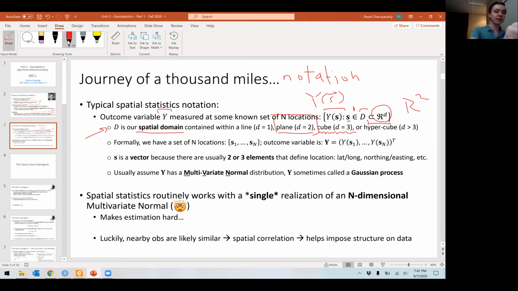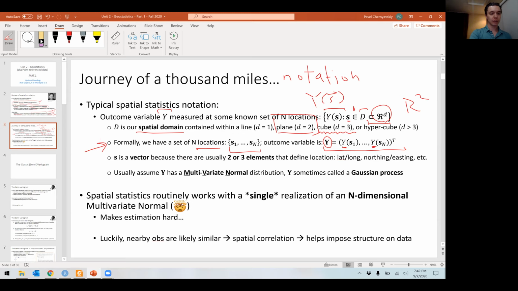We have a set of n locations. So here is my set of n locations. And our outcome variable, usually just the outcome variable at all n locations, is bolded. And here again, we're pretty formal about the dependence of the outcome variable on location.